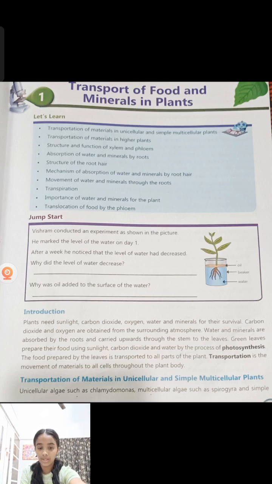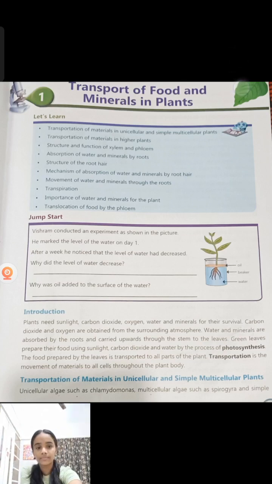Question number 1, what do plants need for their survival? The answer is, plants need carbon dioxide, oxygen, sunlight, water and minerals for their survival.